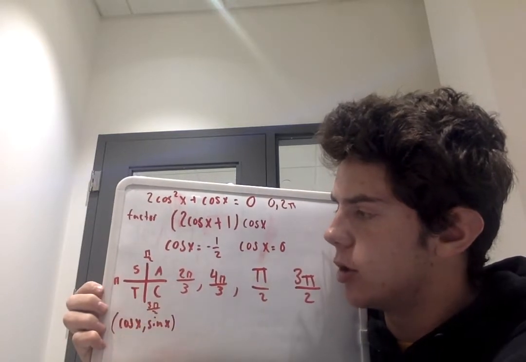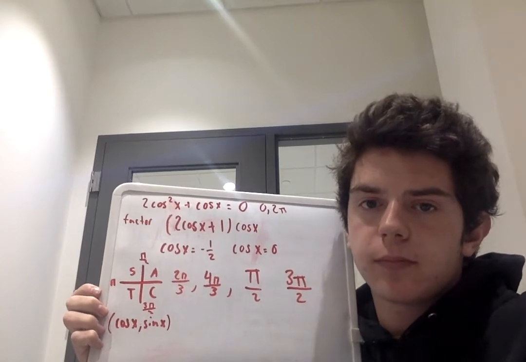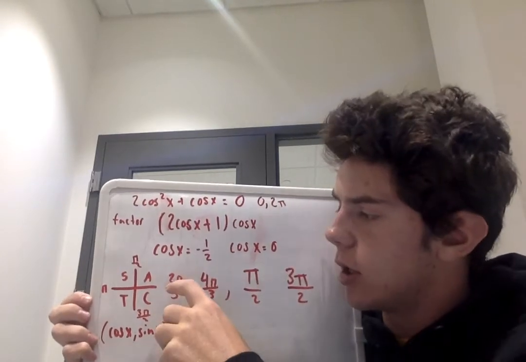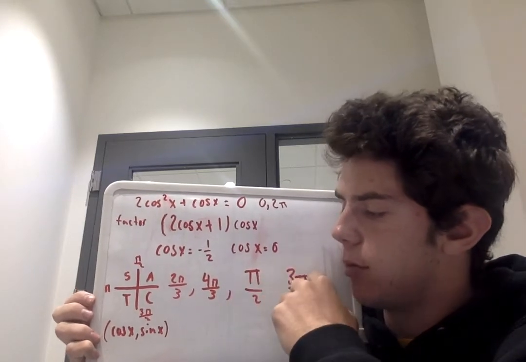And so our final solutions are 2 pi over 3, 4 pi over 3, pi over 2, and 3 pi over 2.